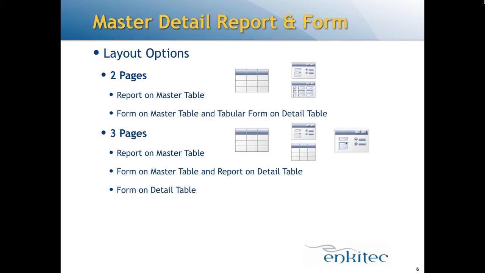As you work your way through that wizard, you'll come to a point where you have to make a decision about your layout. The first gives you two pages. What you'll end up with on the first page is a master table report, and you can drill from that, and the next page will give you a form on that master table, as well as a tabular form on any detail records. The other option gives you a three-page layout. We get that same master report with the same master form on page 2, but instead of a tabular form on page 2 for the detail records, we get a report, which the user can then drill down to a third page and work on the detail form there.